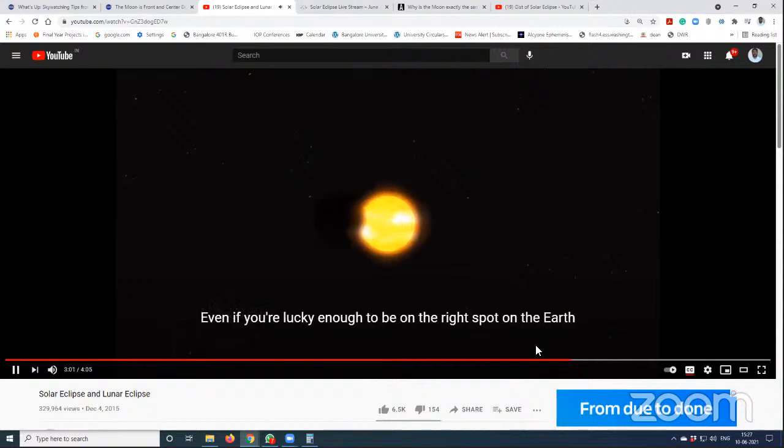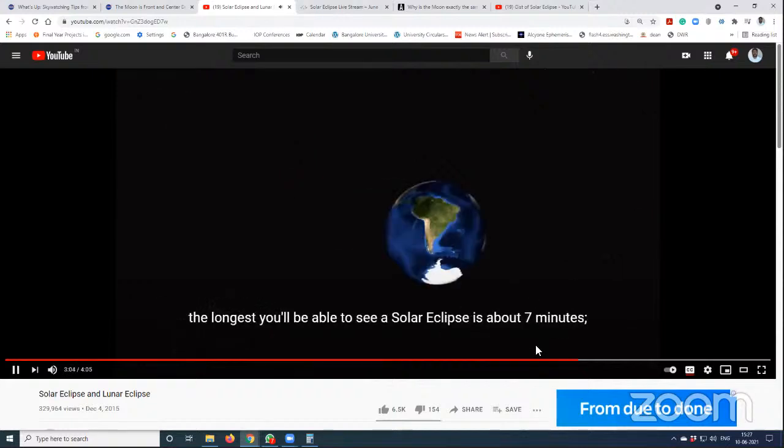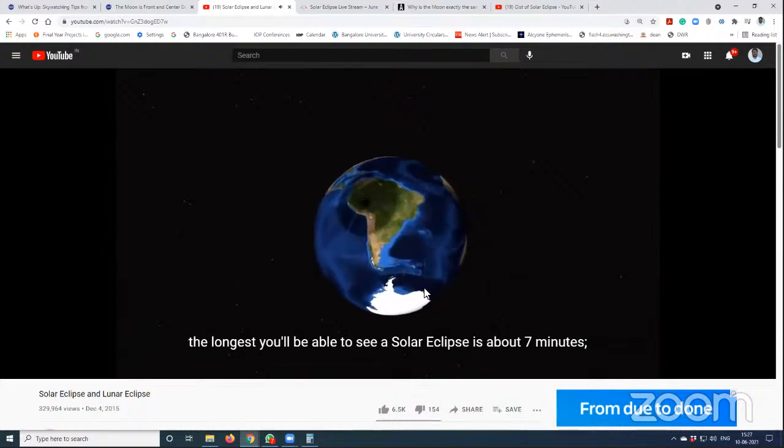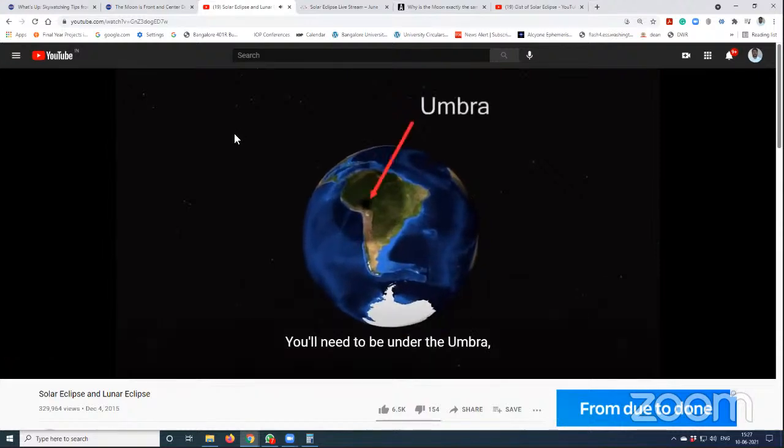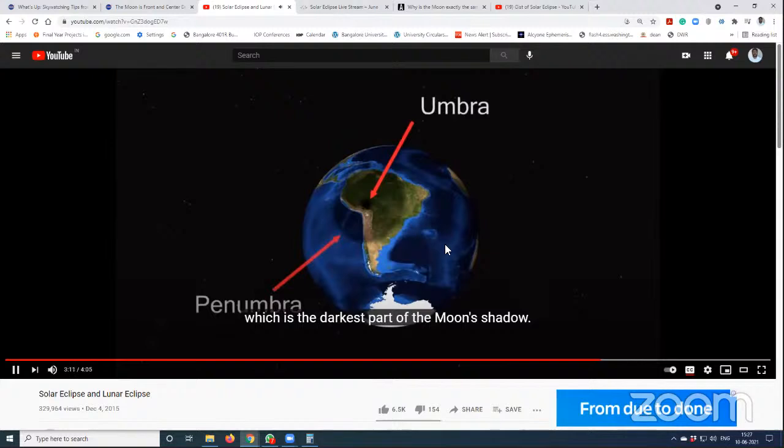Even if you're lucky enough to be on the right spot on the Earth, the longest you'll be able to see a solar eclipse is about 7 minutes. You'll need to be under the umbra, which is the darkest part of the moon's shadow.